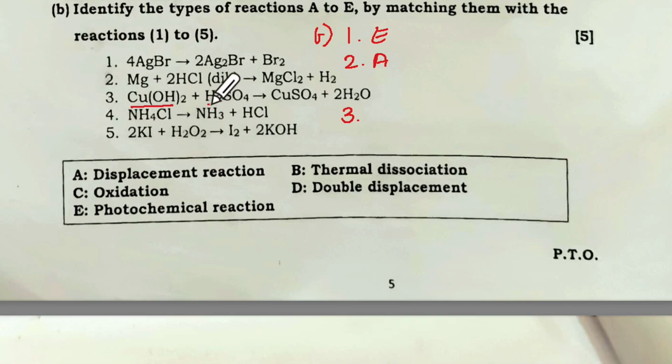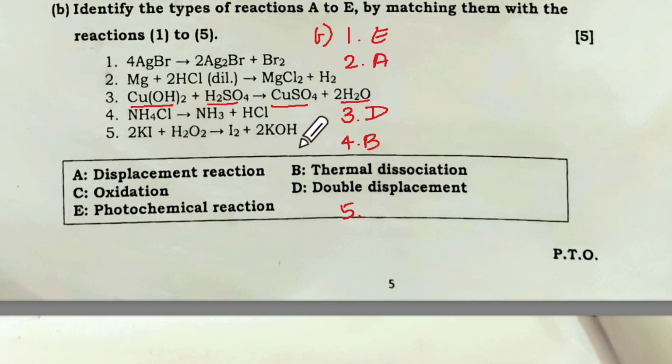ये बेस है, ये एसिड है, ये सॉल्ट है, ये पानी है, न्यूट्रलाइजेशन है. Neutralization is not there, ma'am. It's under this double displacement. They should have given double displacement and neutralization also. Fine, y'all win. Okay, 4. What is this? Decomposition दिख रहा है? Is it thermal? Yeah, on heating only it becomes like that. So it is B. And the fifth one is क्या हो गया?